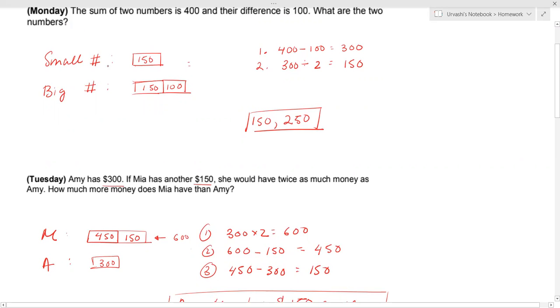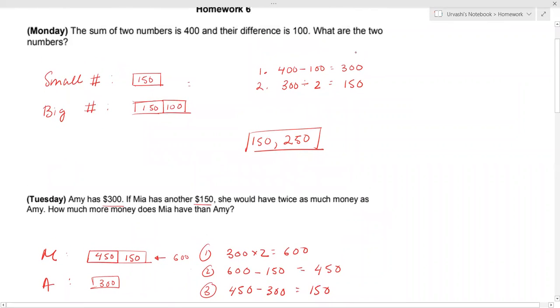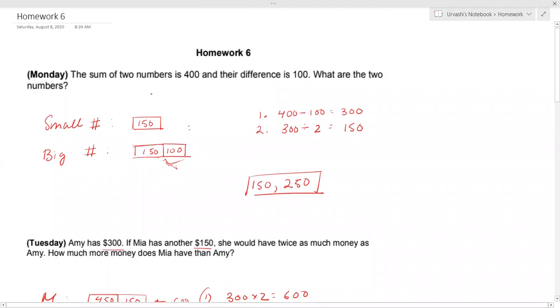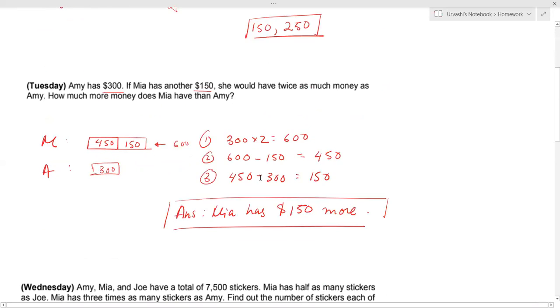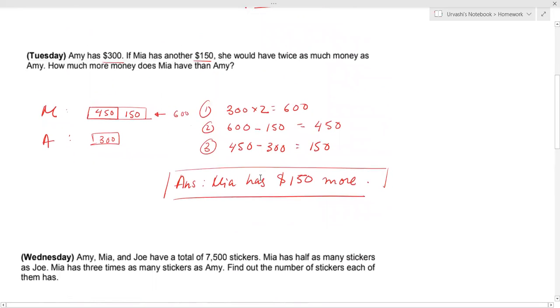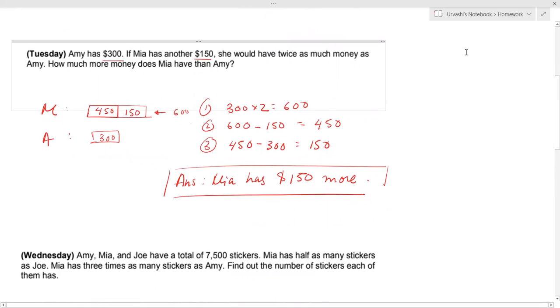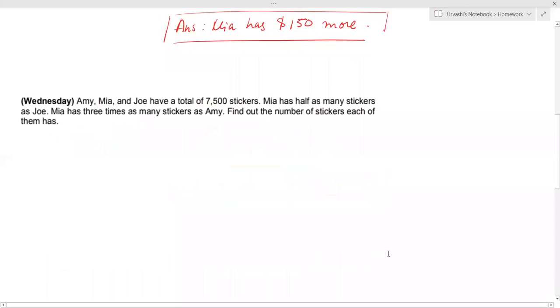All right. You guys are set on Monday's one, right? Remember what we did? The sum was 400, so we did 400 minus 100 right here. This was the bigger number had 100 more, and we found 300. And then to find out these two boxes that we didn't know, what are the two numbers? 300 divided by 2, we got 150. So 150 for the small number and 150 plus 100 for the big number, so 250. Okay, are you guys set on Tuesday? Yes. Yeah. Okay, Wednesday, who wants to go?